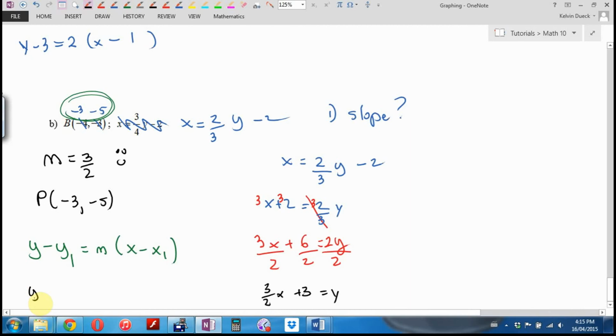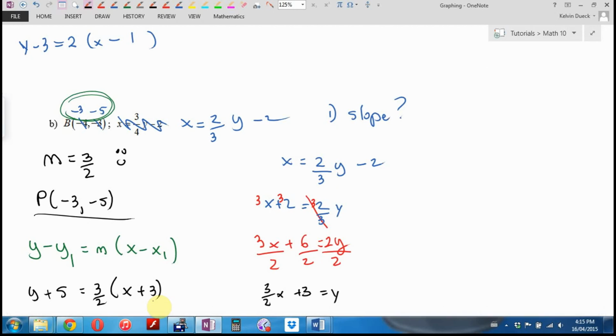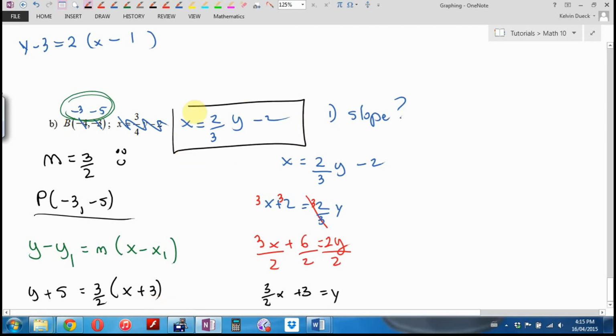What's going to go after the y? So here's my point. Oh, plus 5. Good, you caught it. You went, wait a minute. The y, even though I write the x first in the bracket, the y shows up first. Thank you. y plus 5 equals m(x plus 3). That's the equation of the line that goes through (-3, -5) and is parallel to that monstrosity.